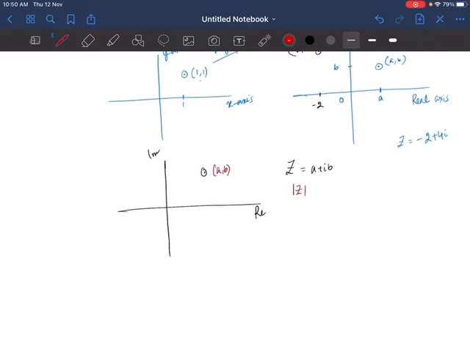Modulus of Z is nothing but the distance of the point from the origin. That is what modulus is all about. So this red line, this distance, is the modulus.